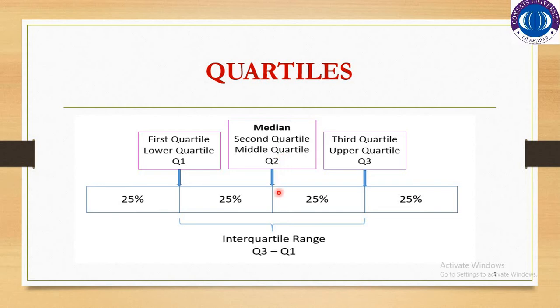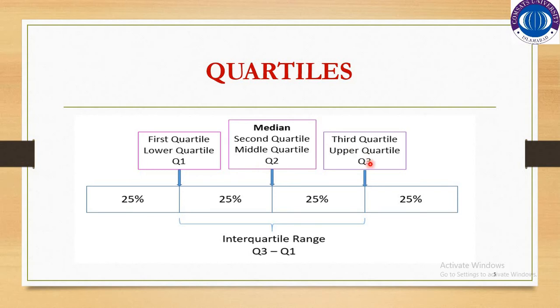Q2 is the second quartile, and this is usually the median. Median and Q2 give us the same value, and it is also called the second quartile or middle quartile. It is denoted by Q2. The data between Q1 and Q2 is 25%, and total data below Q2 is 25 plus 25, which means 50% of the data is below Q2 and 50% above Q2, because Q2 is basically a median, and median divides the data into 2 equal parts.